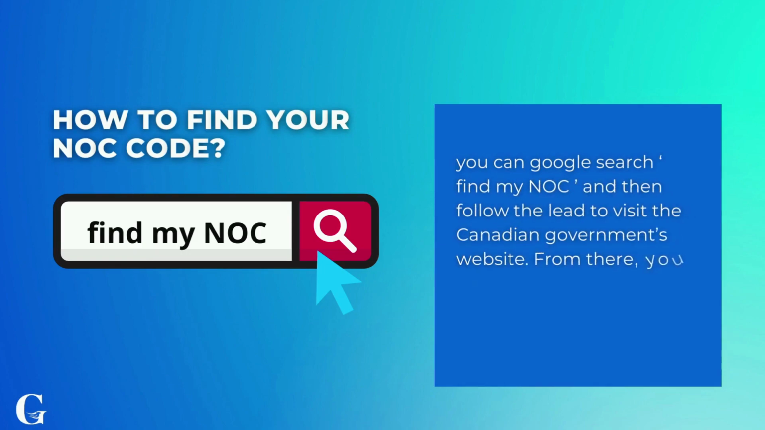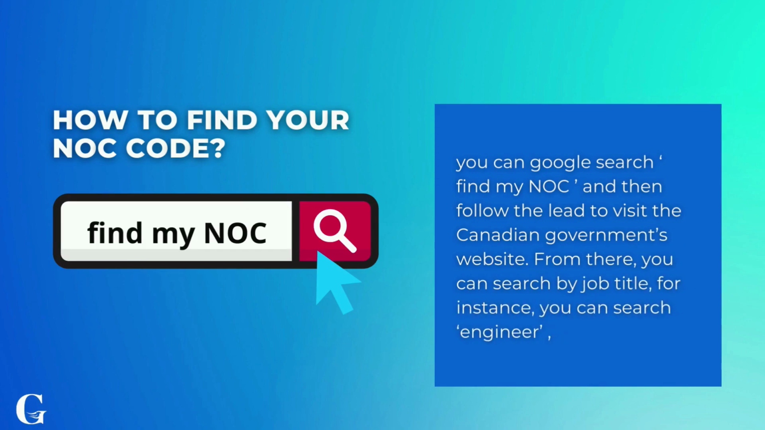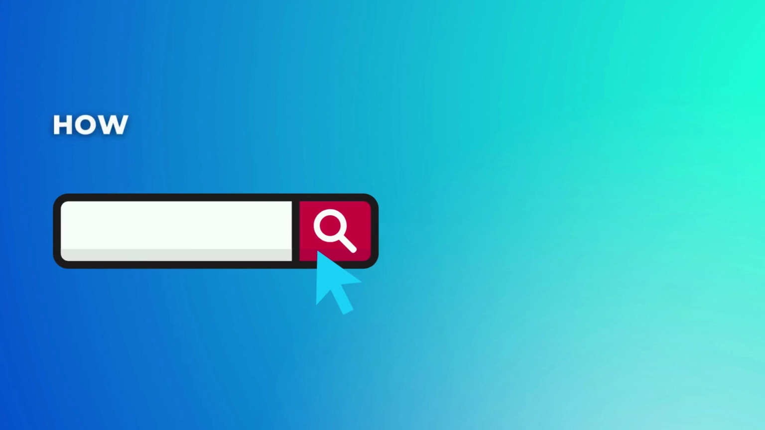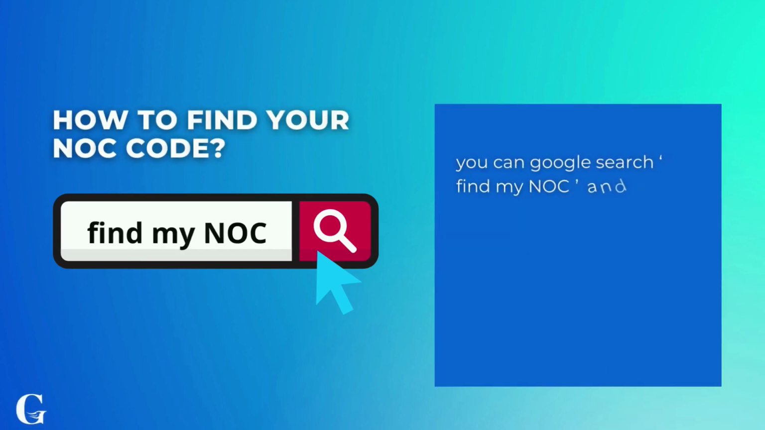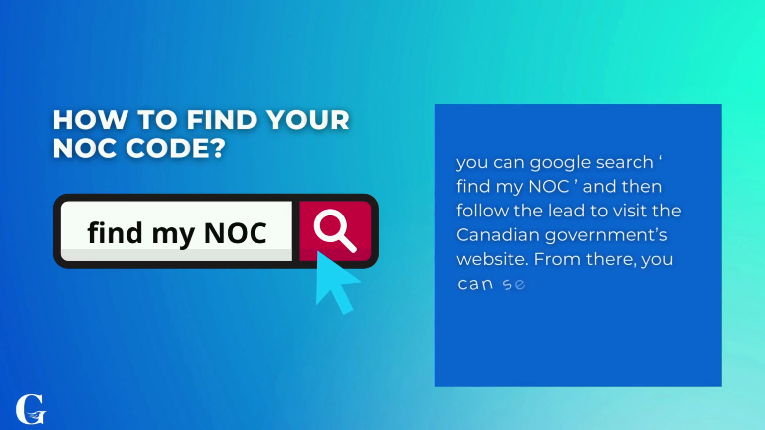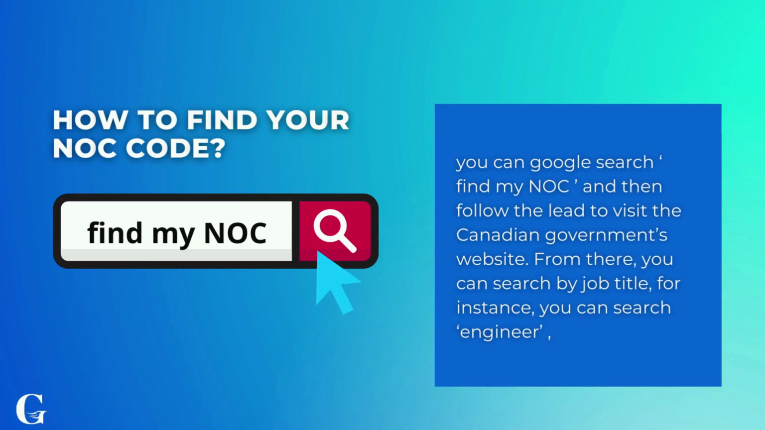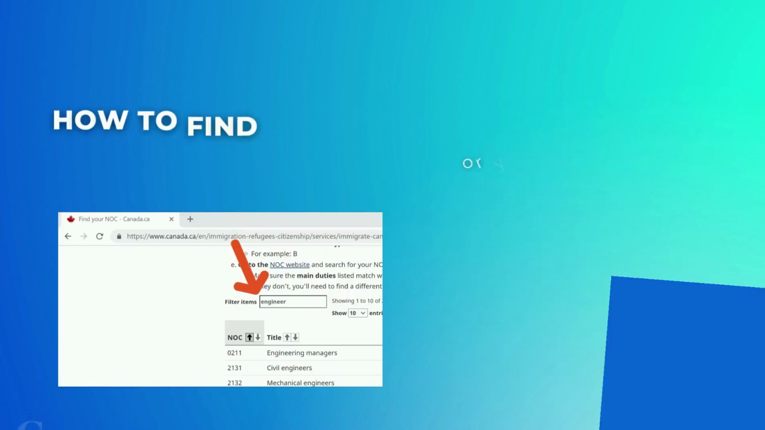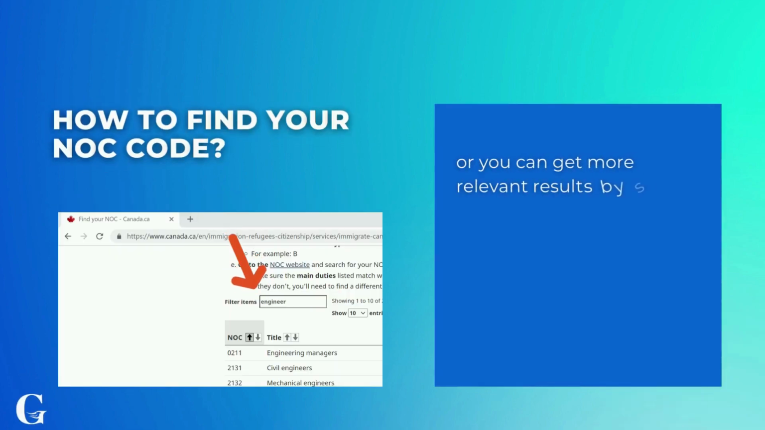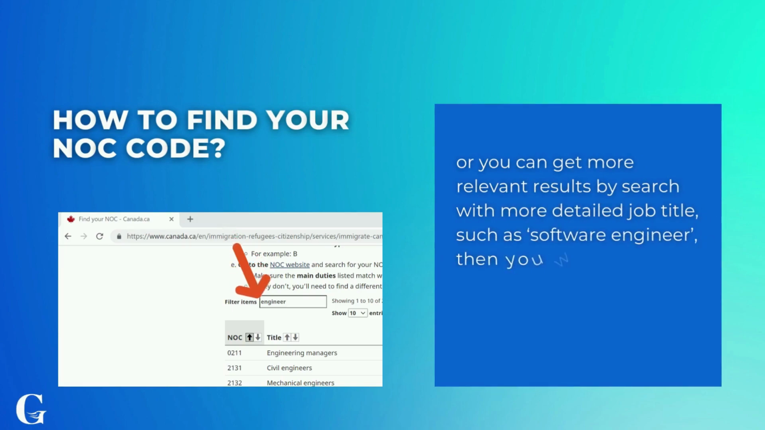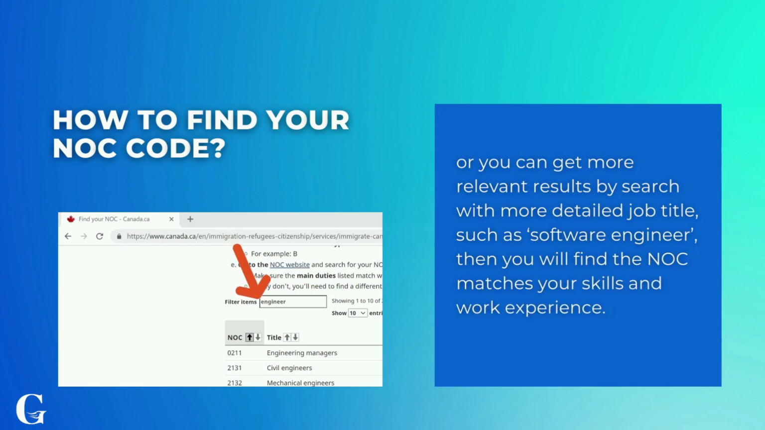How to find your NOC? To find the NOC code that reflects your professional experience, you can Google search Find My NOC and then follow the lead to visit the Canadian government's website. From there, you can search by job title, for instance, you can search engineer. Or you can get more relevant results by searching with a more detailed job title, such as software engineer, then you will find the NOC code that matches your skills and work experience.